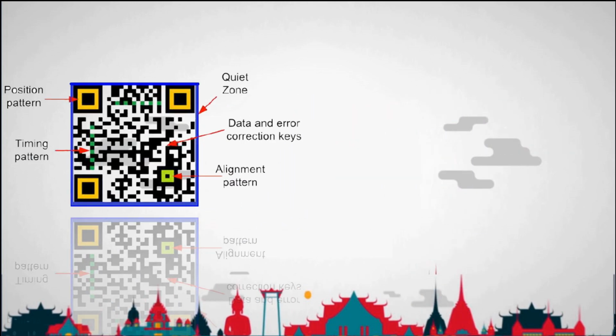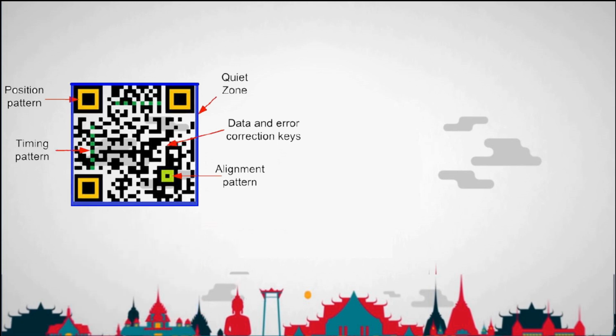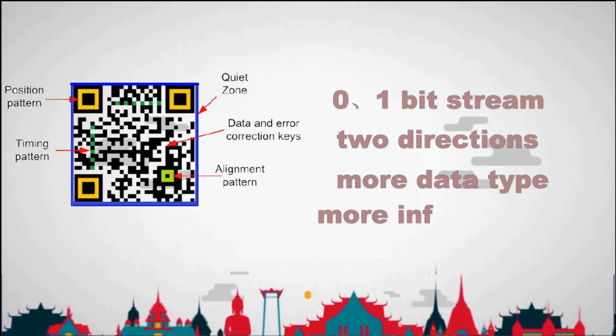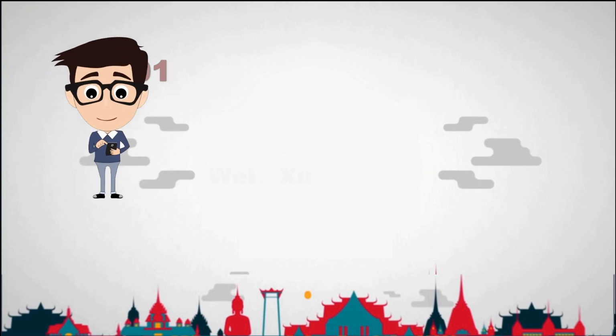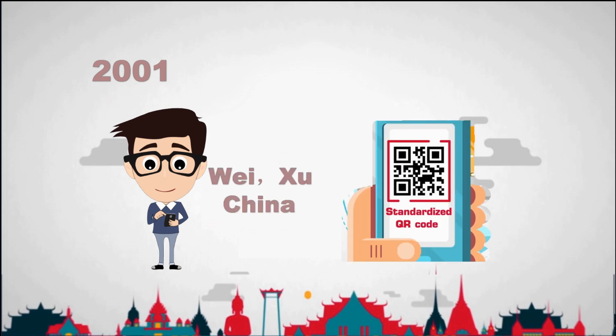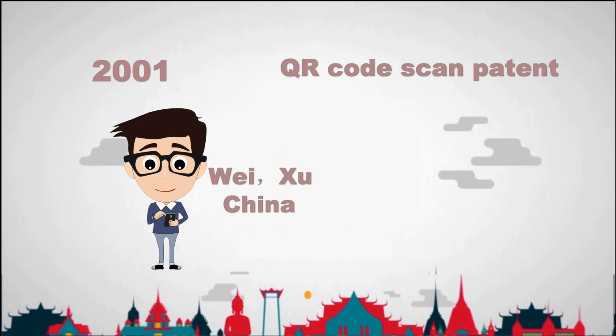See the structure of QR code. The black and white squares are a 0-1 bit string, similar to a barcode. However, QR code stores information both horizontally and vertically. The volume of stored information is not doubled, but increased by a square factor. Besides numbers, QR code can also store symbols, characters, and other data types. In 2001, Weixu applied for the QR code scan patent that includes the standard QR code generation and scanning mechanisms.